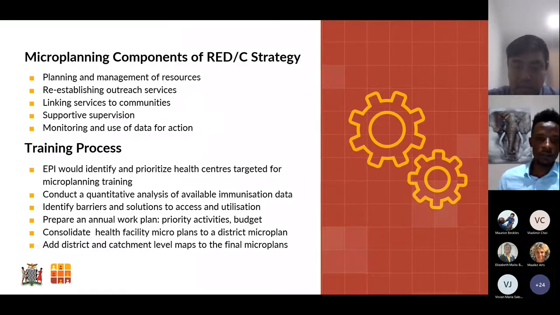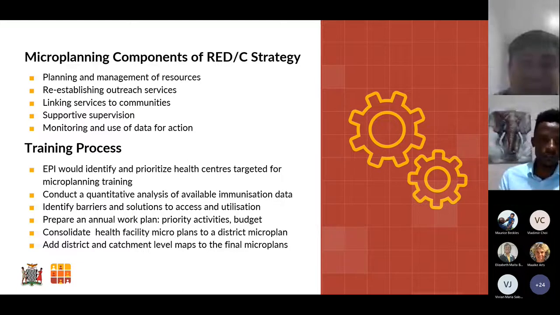All right, in terms of the microplanning components itself, we'll not go into details. I think Rocco did give an introduction of the REDREC strategy, reach every district, reach every child, and the components involved, all the way from planning through to supervision and budgeting. For the training process specifically, we did include EPI, which is the Ministry of Health, in this regard as GRID3, to identify priority centers targeted for microplanning trainings, because the rollout of the microplanning trainings was funding based. So there was a need to identify the top targets. And then we conducted a quantitative analysis of available immunization data at the time. Missing those targets that I've already talked about was the platform to see the rates we were at and where the country needed to be.